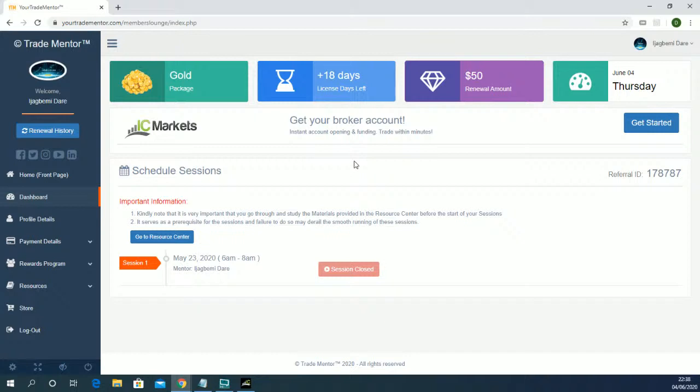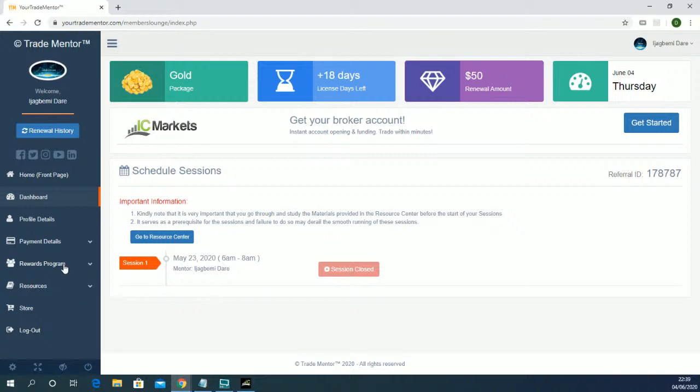This is your dashboard. On your dashboard, you can see if you need to open a broker's account. Here is so important because here is where you are going to book your session with me. As a gold member, you have a 1-to-1 mentorship with me. You will see a lot of dates available, and you can just click anyone that you want to join when it's available. You click it, and I will see, and I will respond, and then we'll book a meeting with you.